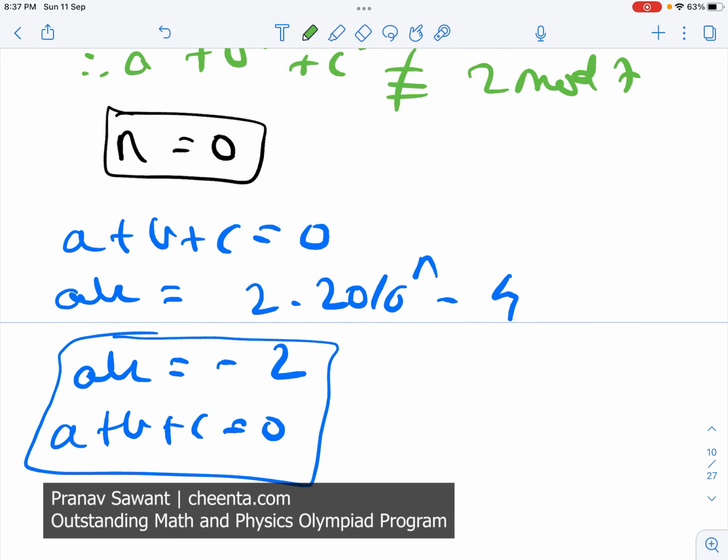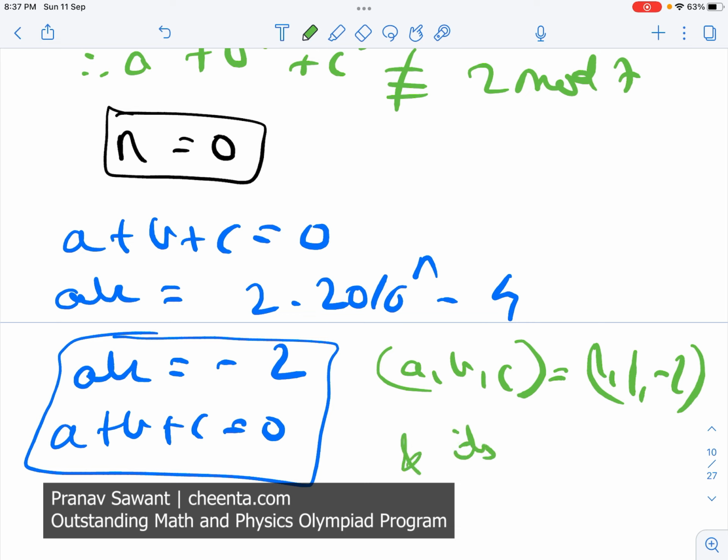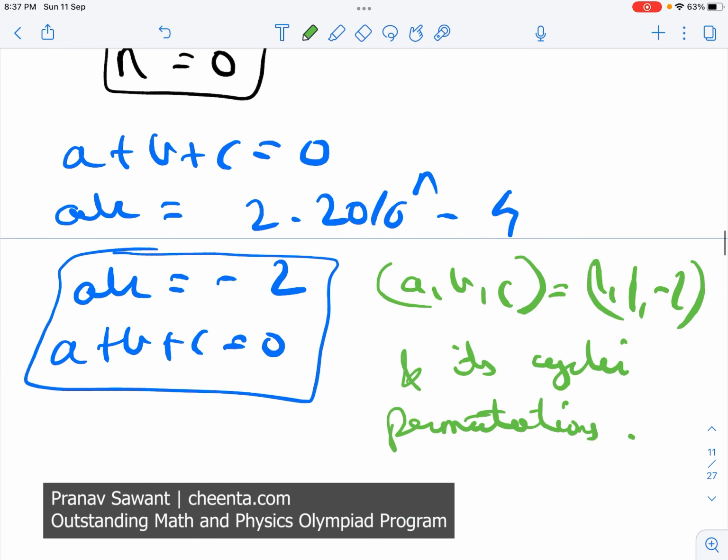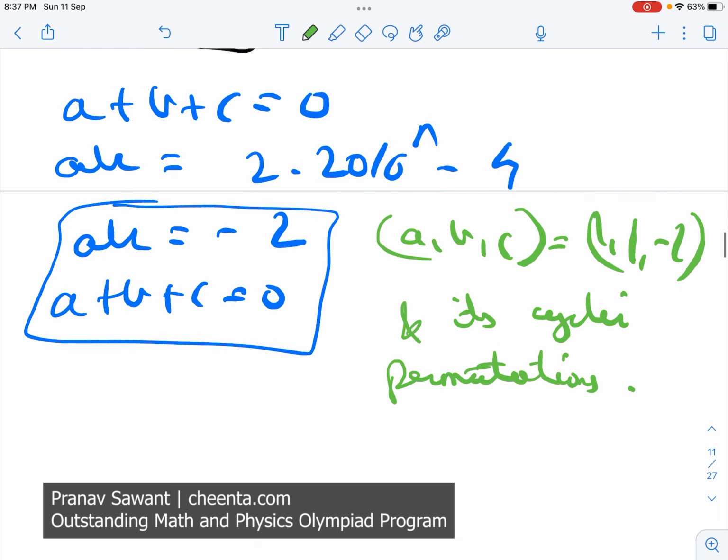see that the solutions to this are a comma b comma c is equal to 1 comma 1 comma minus 2 and its permutations and its cyclic permutations. So 1 comma 1 comma minus 2 and all of its permutations. How many permutations will it have? It will have 3 factorial divided by 2 permutations. So that will be 3 permutations. So 1 comma 1 comma minus 2 and all of its permutations will be the solutions of these 2 equations.